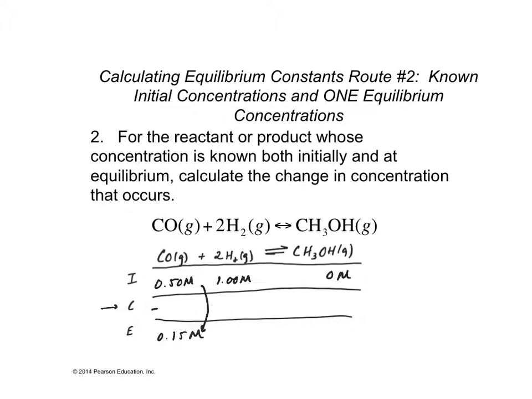So this ends up being a minus 0.35, right? So 0.5 minus 0.15 gives us minus 0.35. So to get from here to here, it had to have lost 0.35. Okay, so once that's defined, we can move on to helping to define all the other changes.